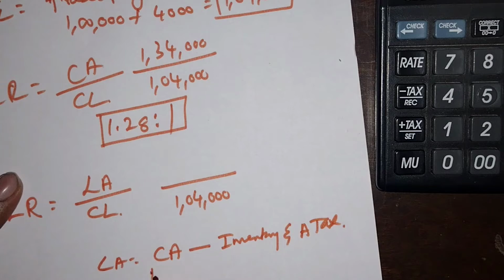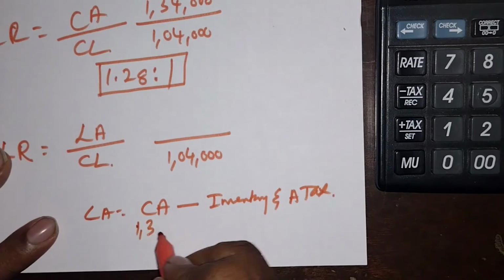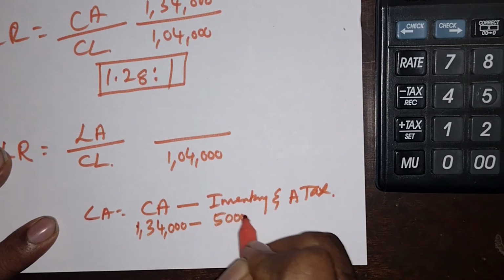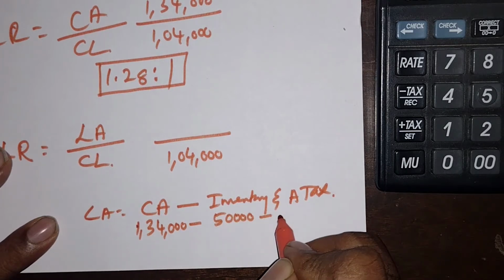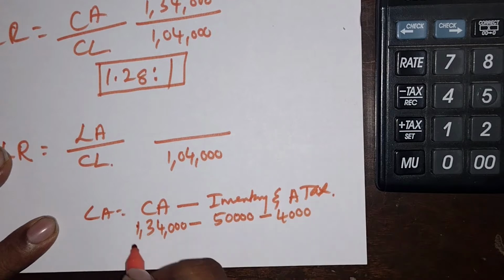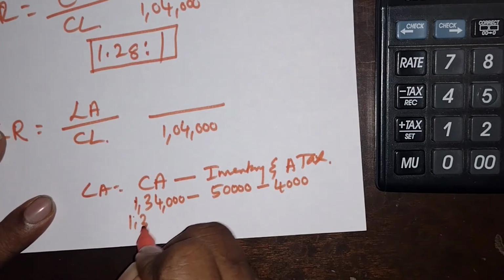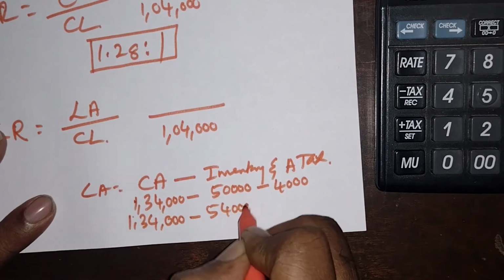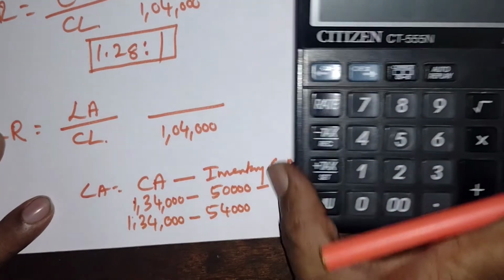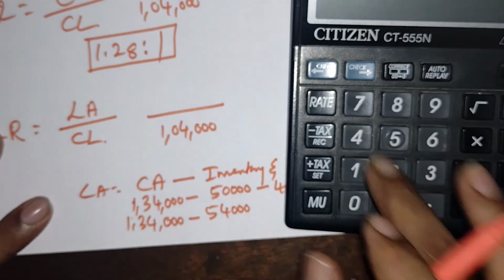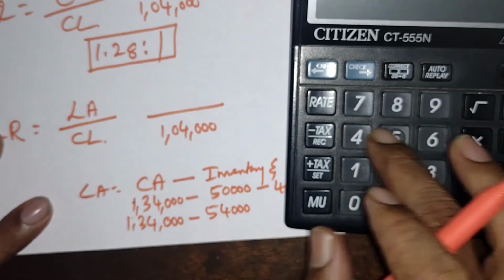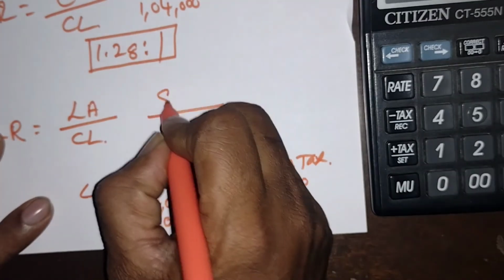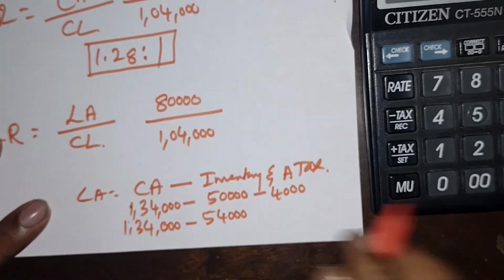Current asset we have with us is 1,34,000, and inventory is 50,000 and tax is 4,000. So 1,34,000 minus 54,000 is equal to 80,000. My liquid asset is 80,000.